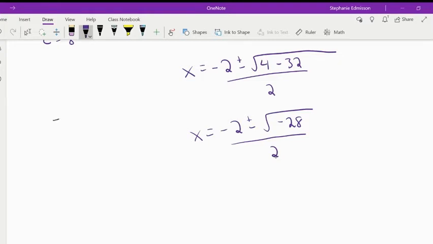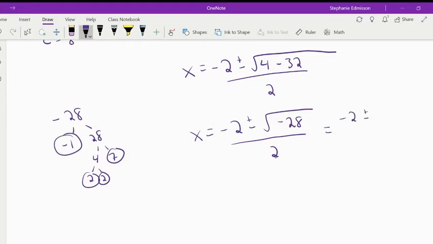So I'm going to make a prime tree. Negative 28. Whenever we do a prime tree with a negative number, first step is always take out that negative. So I have negative 1 and 28. 28 is 4 times 7. 7 is a prime number. And 4 is 2 times 2. Okay, so we have those 4 numbers circled. So we have x equals negative 2 plus or minus square root. The product of the primes is a negative 1 times 2 times 2 times 7, all over 2.